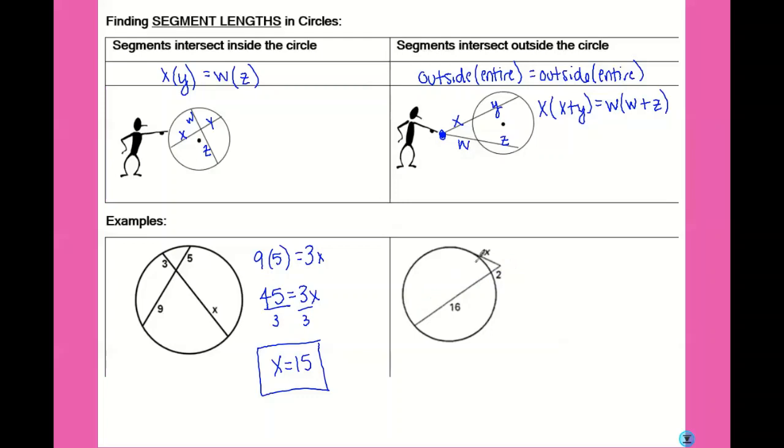So in this example, for the x part, it's the entire thing and it's the whole outside thing, so it would be x times x equals the outside, which is 2, times the entire thing, which would be 16 plus 2. This just has numbers, so I can type it in my calculator, and it comes out to 36. X times x is x squared. If I square root both sides, then I get that x equals 6.